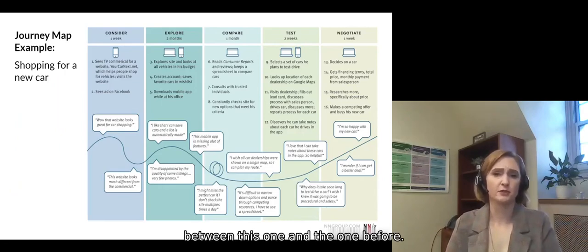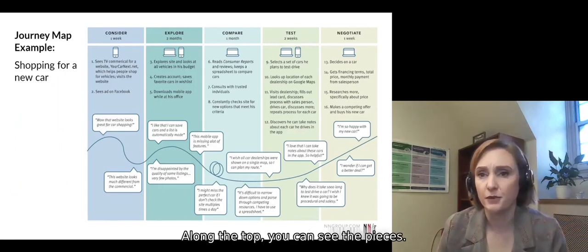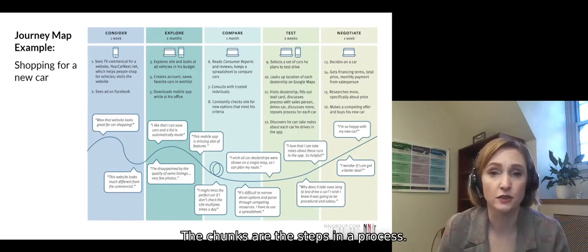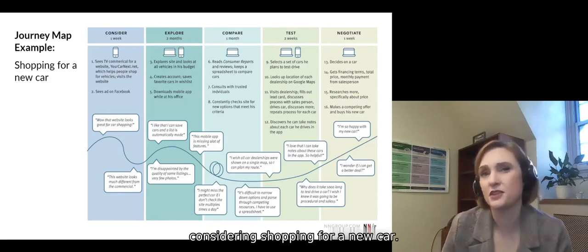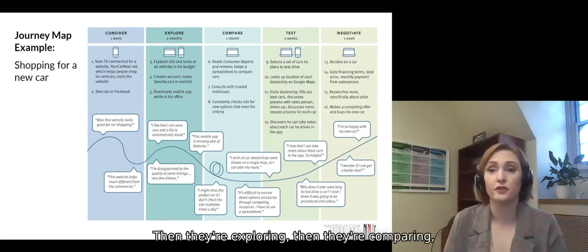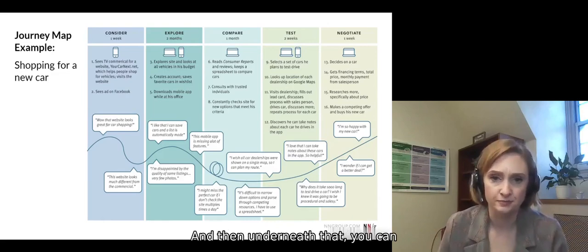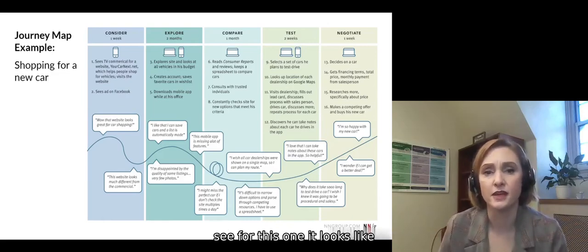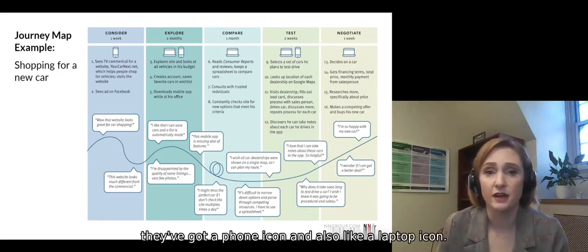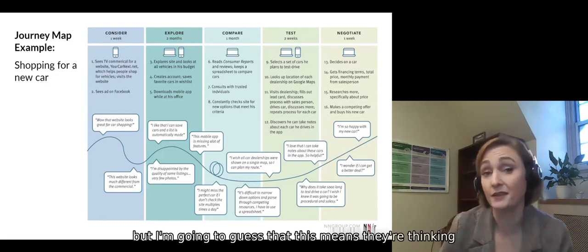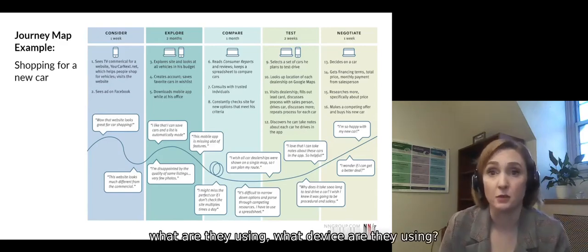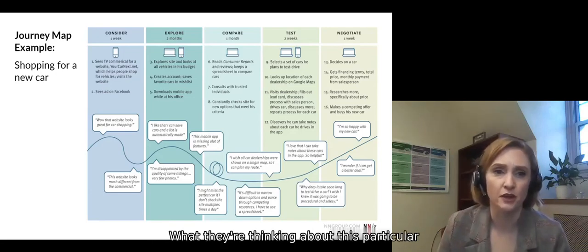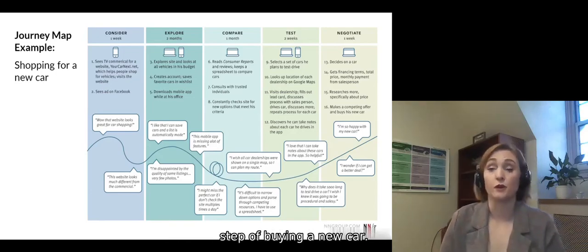There are some similarities between this one and the one before. Along the top, you can see the pieces, the chunks, or the steps in a process. So this is, again, shopping for a new car. The first part is that they're considering shopping for a new car, then they're exploring, then comparing, testing, and finally negotiating. Underneath that, it looks like they've got a phone icon and also a laptop icon. I'm going to guess that this means they're thinking about what device people are using while they're thinking about this particular step of buying a new car.